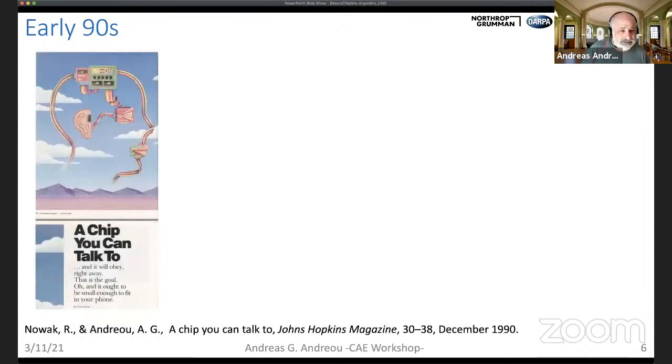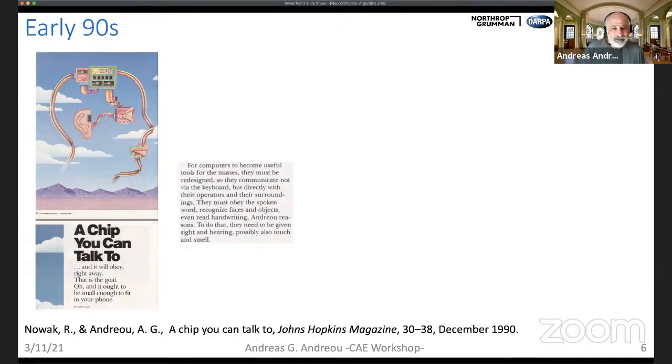So let me actually go through some of the work in AI to bring things in context. In the early 90s, when I started my career, we envisioned that we'll make a chip that we can talk to, and it will understand. A little article was written there, and the illustration of the article has been the logo for my lab.